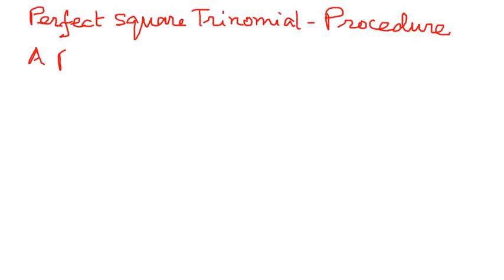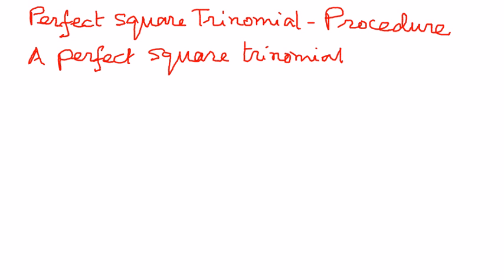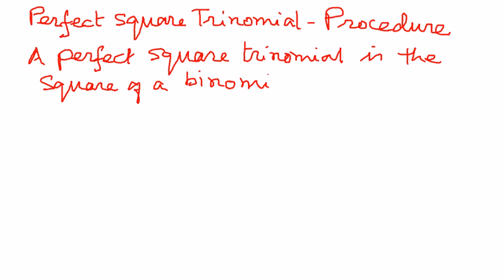A perfect square trinomial. A perfect square trinomial is the square of a binomial. The square of a binomial. How is that? Let me explain that.